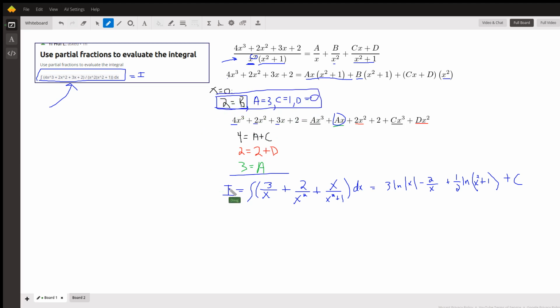So there's your values. And that means I can be rewritten this way: 3 over x, 2 over x squared, plus, again, C is 1, D is 0, so this is x over x squared plus 1. I'm sure you know how to evaluate these antiderivatives term by term. There's your solution right there.